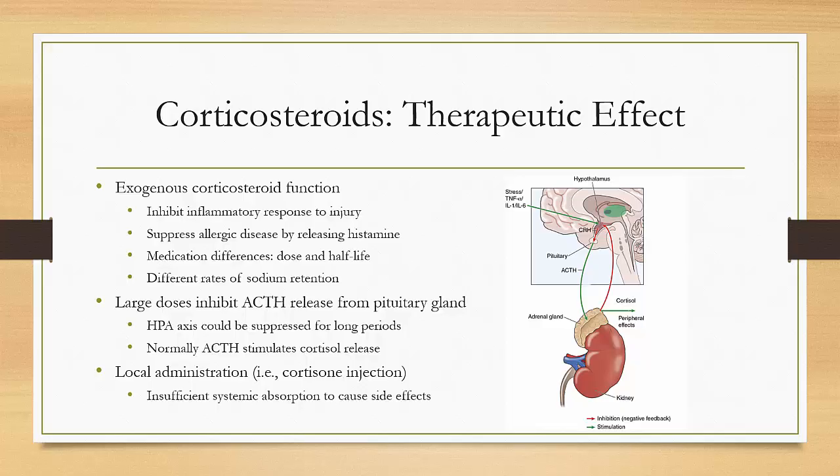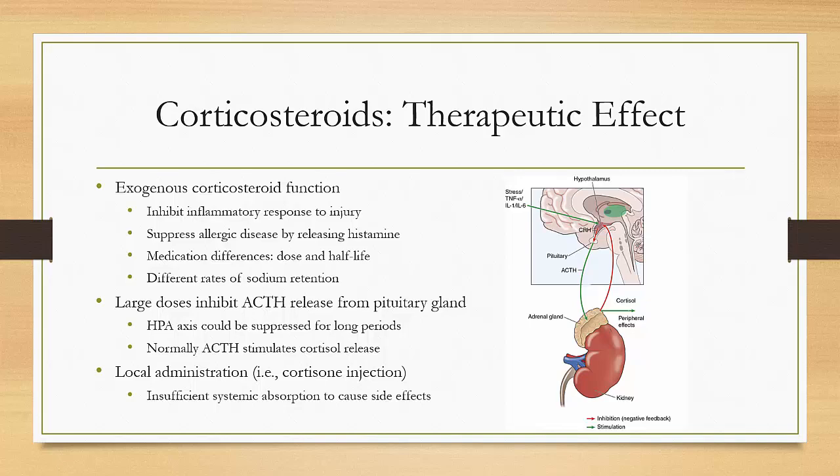Large doses of exogenous corticosteroids inhibit adrenocorticotropic hormone, ACTH, released from the pituitary gland. ACTH stimulates the release of cortisol from the adrenal cortex. Inhibition of ACTH secretion to the point of severe adrenal insufficiency can be a dangerous problem when therapy is stopped abruptly.